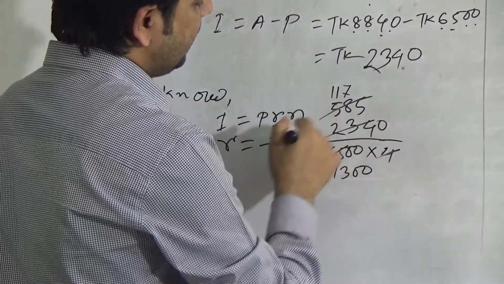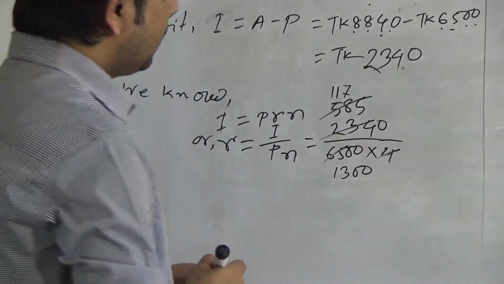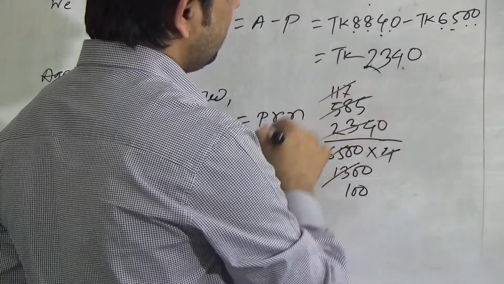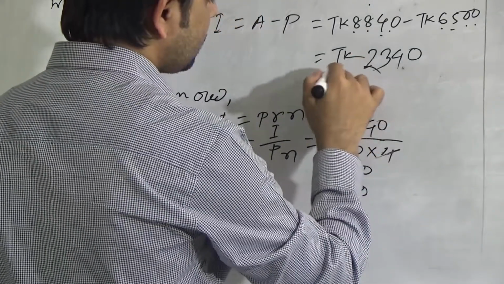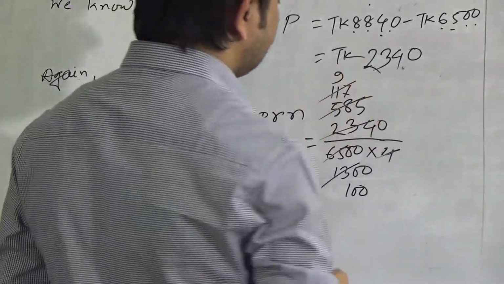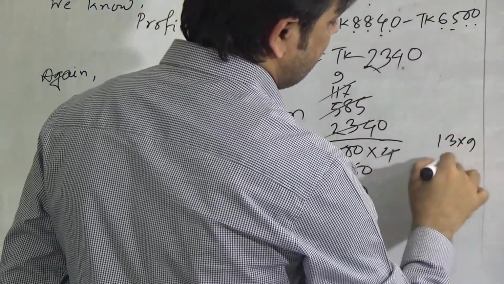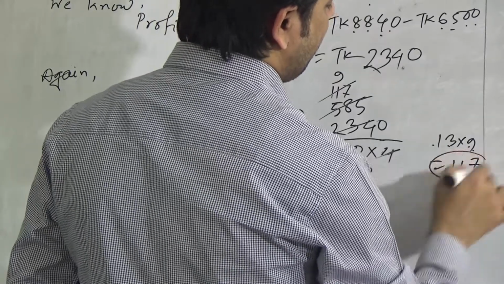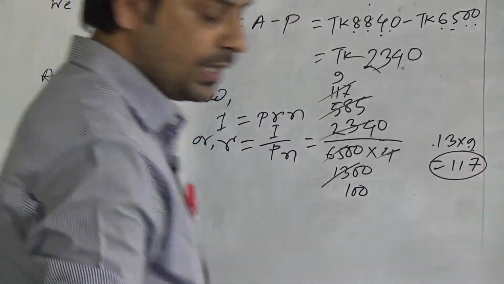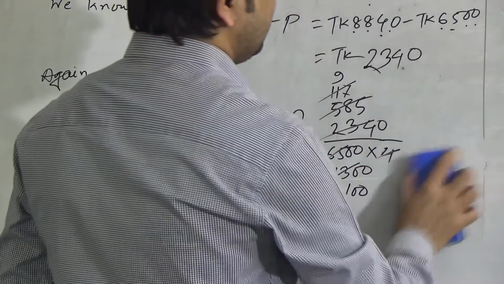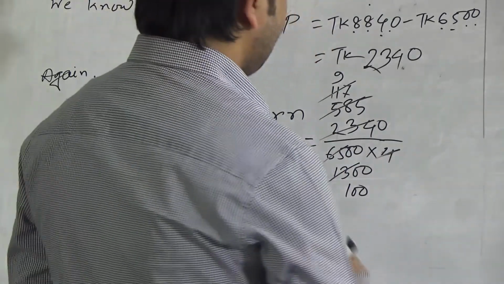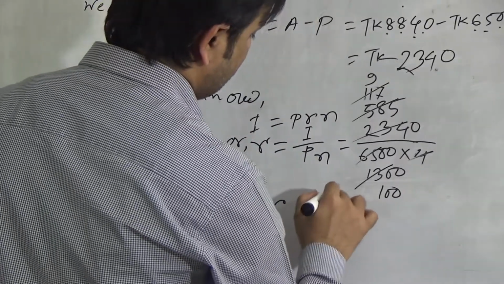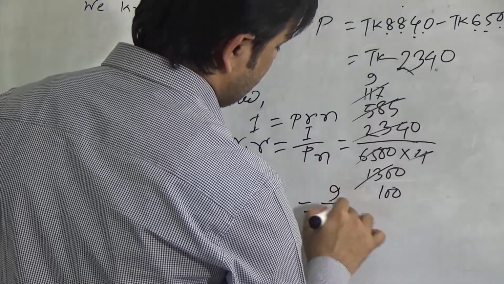So we can divide by 13. Can we divide by 13? 13 9s are 117. 13 multiplied by 9: 3 9s are 27, 9 1s are 9, and 2, 11. So 117 means 9 times 13. So we can write here, this should be 9 by 100. Therefore R equal to 9 by 100.